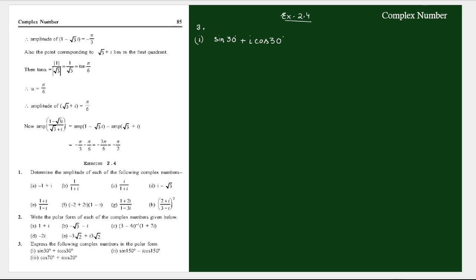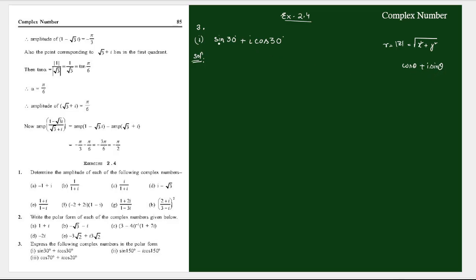R is the modulus of the complex number, modulus of z, and this is equal to root over x square plus y square. Then our polar form is how? It should be cos theta plus i sine theta. Yes, this is our polar form or the trigonometric form.